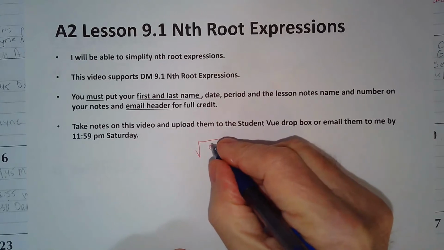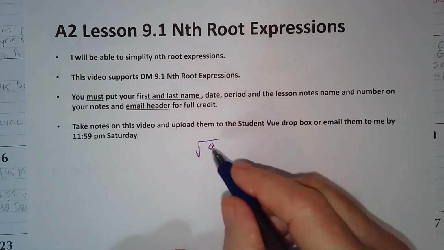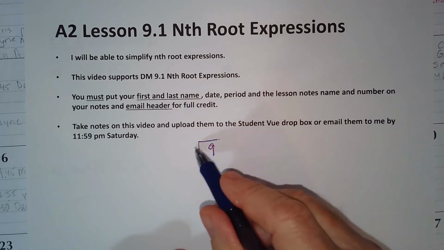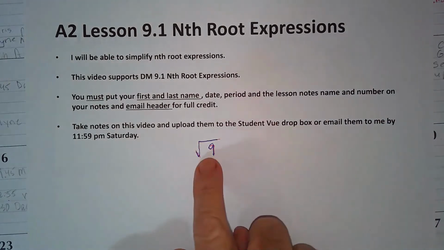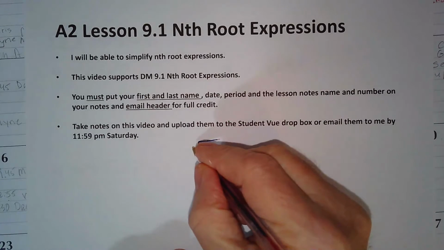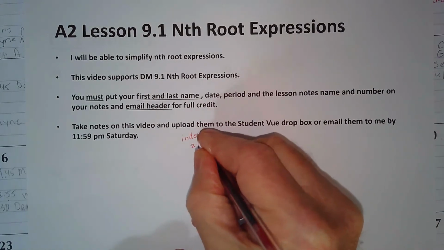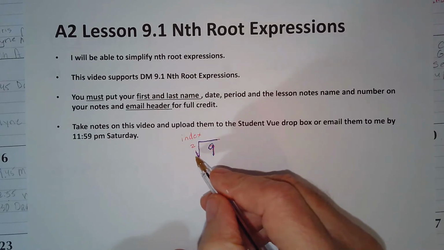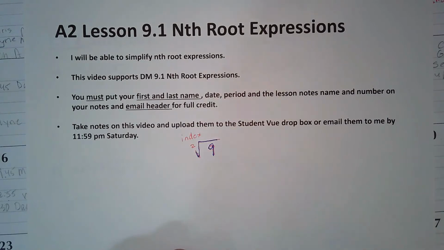Let me just mark this in blue. There's something called an index that goes into this little crook in the radical sign. So when we look at this, this is the square root of 9. The index that's implied there is 2. Just make sure that you understand that that is implied in any square root, and that this is called an index.